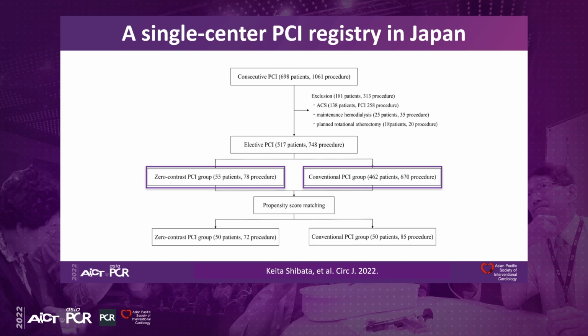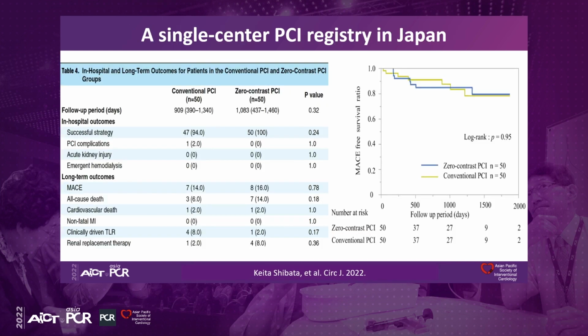So this is also another registry from a Japanese group. Totally it included nearly 700 PCI cases. Finally, we got 15 pairs of PCI groups. One group is the zero-contrast PCI group, and the other group is the conventional PCI group after propensity score matching. Next. This study has a long-term follow-up.